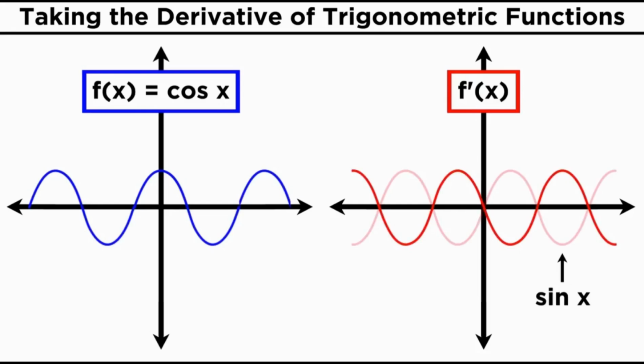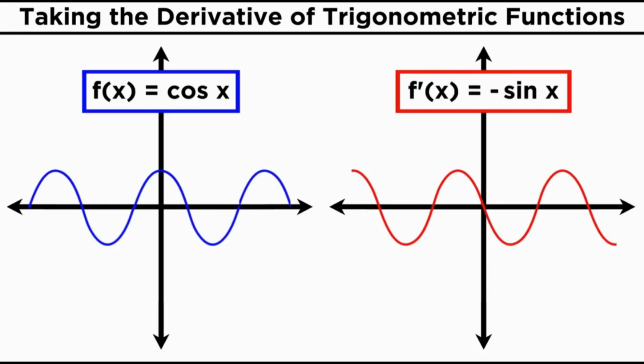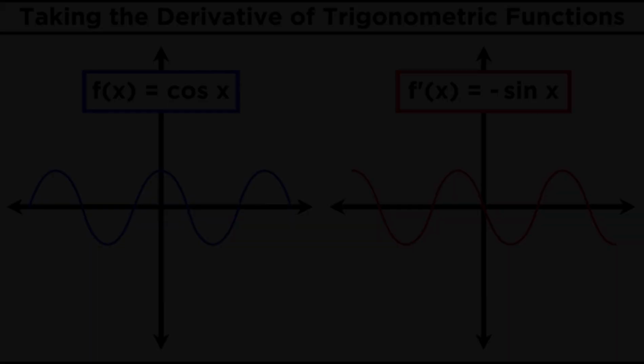This looks almost like sine x once again, as it is equal to 0 at the origin. It is just that it has been reflected across the x-axis, as instead of first climbing up to +1 at half pi, it actually goes down to -1. So the derivative of cosine x is negative sine x.